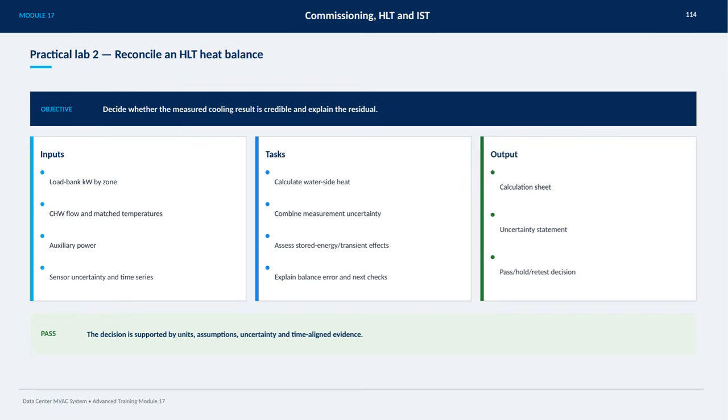Next, we combine measurement uncertainties to understand their impact on our results and assess any stored energy or transient effects that could influence the heat balance. It's crucial to interpret any balance errors carefully, as they guide us on the necessary next checks to ensure accuracy. The output of this process includes a detailed calculation sheet, a clear statement of uncertainty, and ultimately a pass, hold, or retest decision. Here, we have a pass decision, supported by consistent units, reasonable assumptions, measured uncertainty, and time-aligned evidence, confirming the reliability of our heat balance.